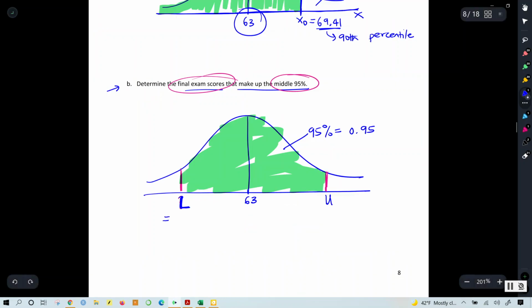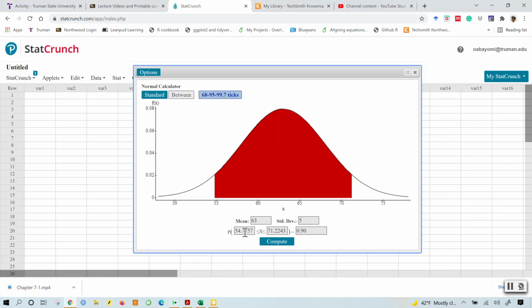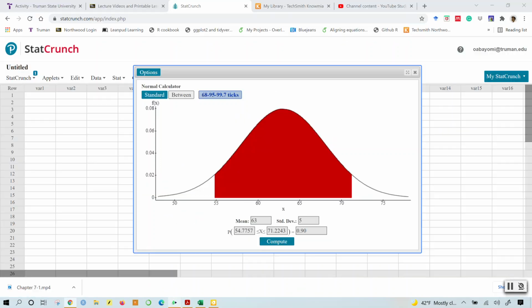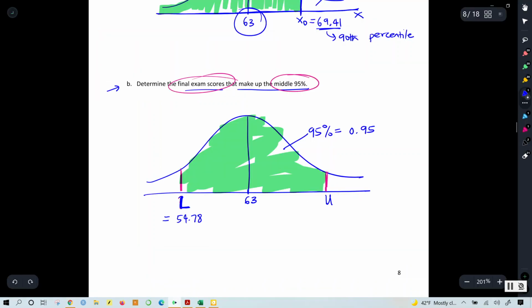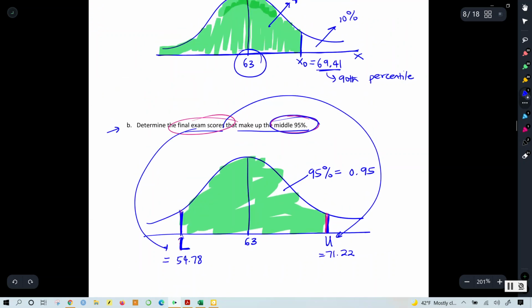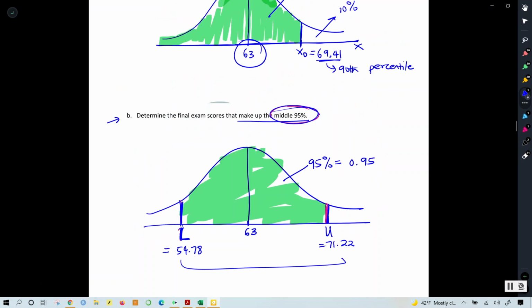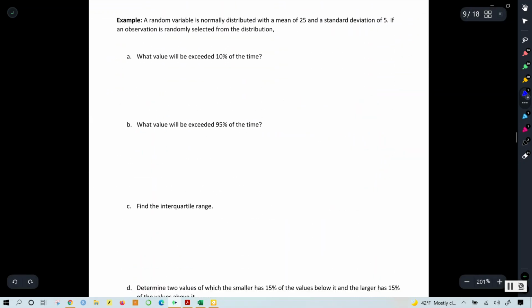So the lower, again, is 54.78. Let's write that down, 54.78. And the upper is 71.22. So this is equal to 71.22. These are the final exam scores that mark off the middle 95% of exam scores. So, in the context of this problem, 95% of the students scored between these two values. With that question completed, we proceed to the next example.